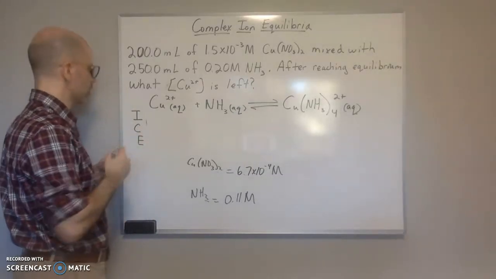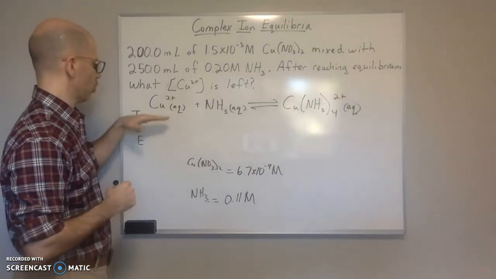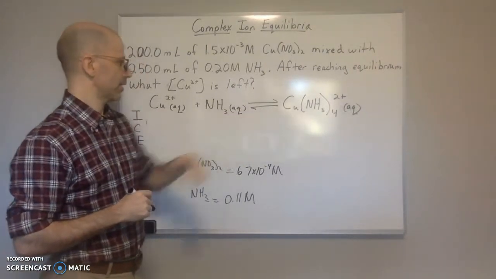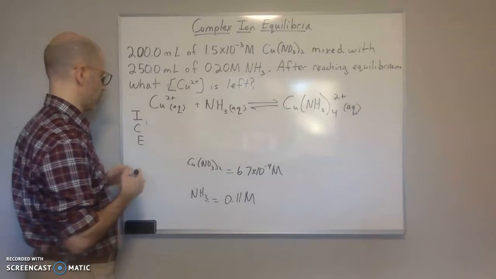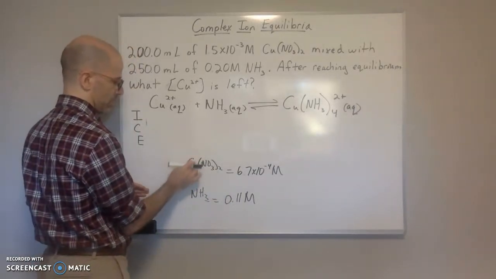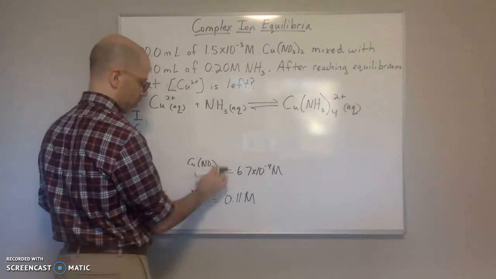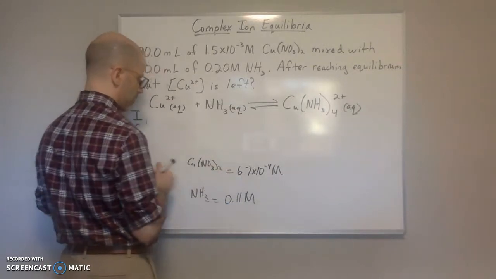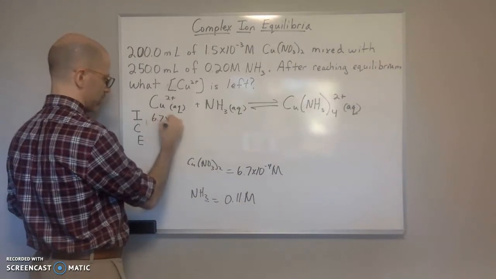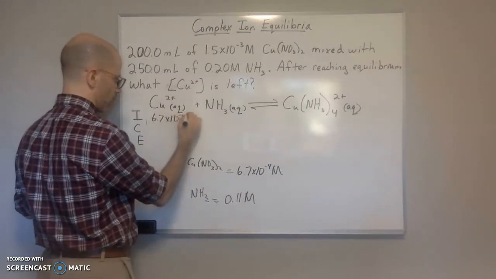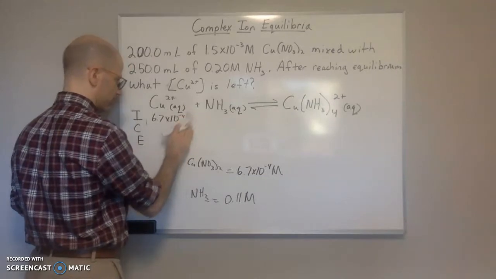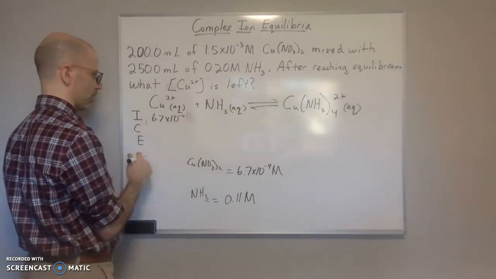And so what we're going to start with is the initial concentrations. So the initial concentration of copper and ammonia and our complex here. So this is where this is going to come in. So the copper concentration is the same as the overall concentration of the compound, since it's a 1-to-1 ratio. So we were starting with 6.7 times 10 to the negative 4 molar. So that's the concentration that we're starting with.